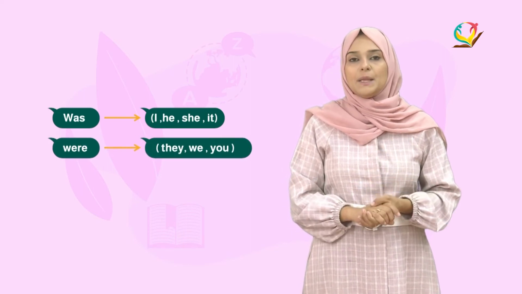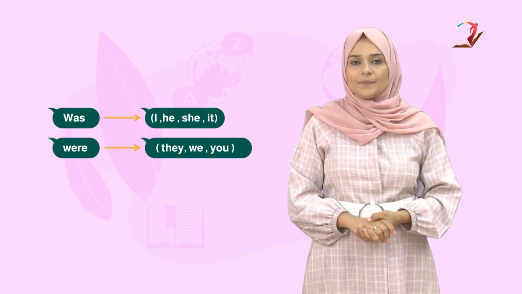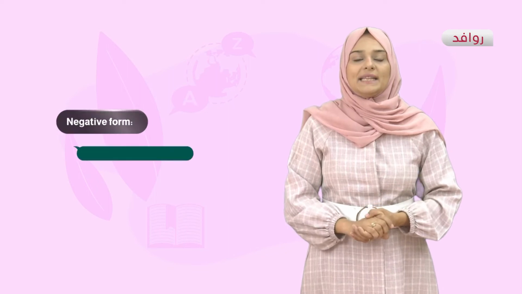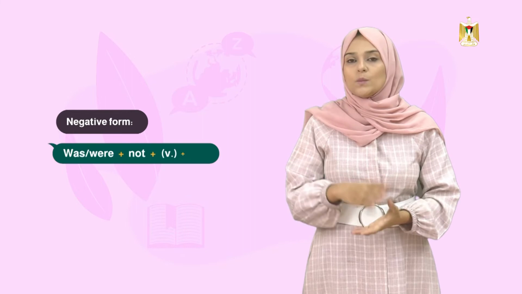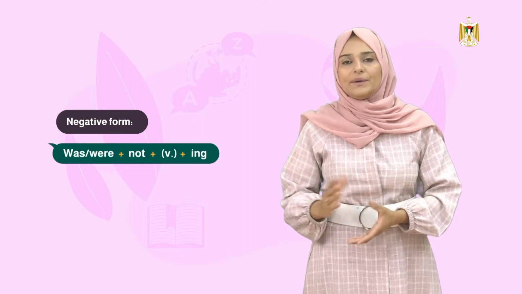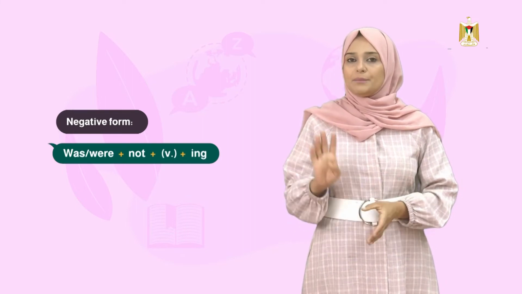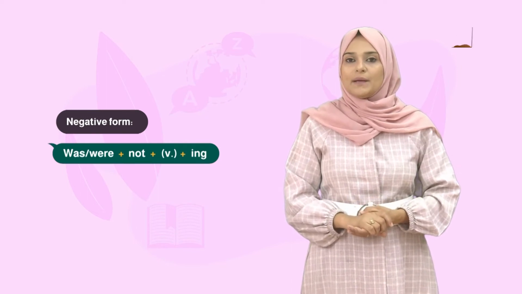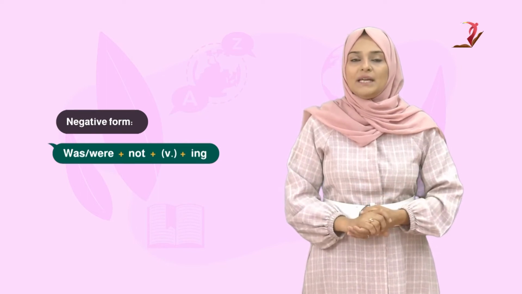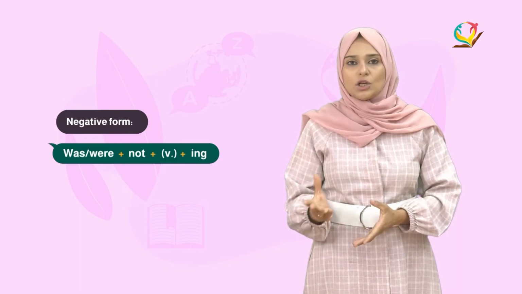We say they were. Now, if we want to negate the past continuous tense, what do we do? We add not to was or were. It becomes wasn't or weren't. Like in example number 4, he wasn't working when I called him. He wasn't. We add not to was.